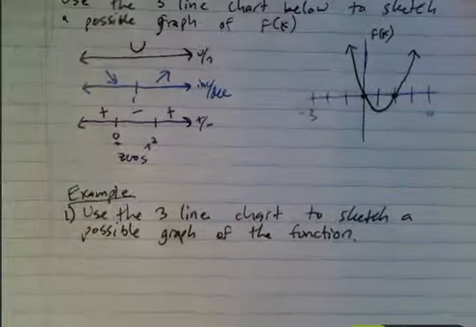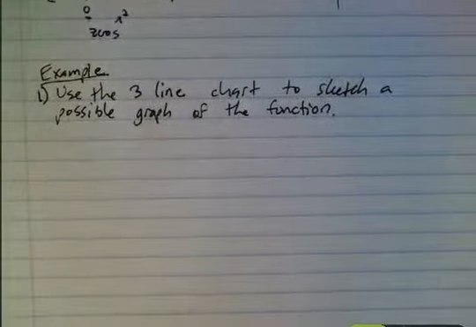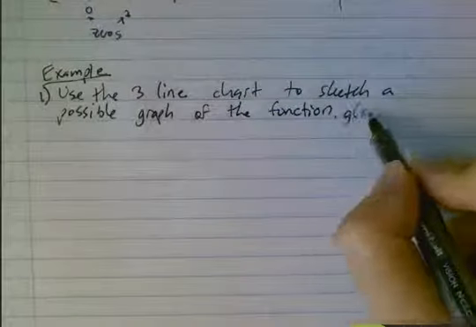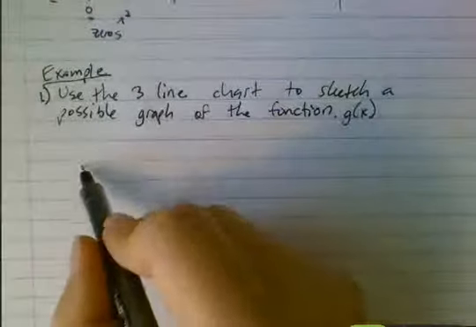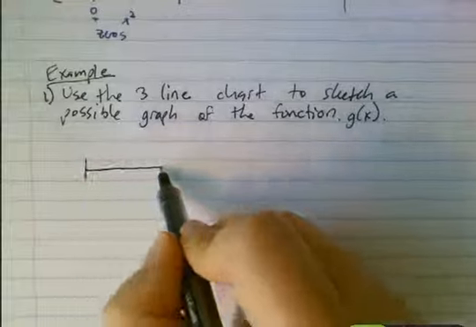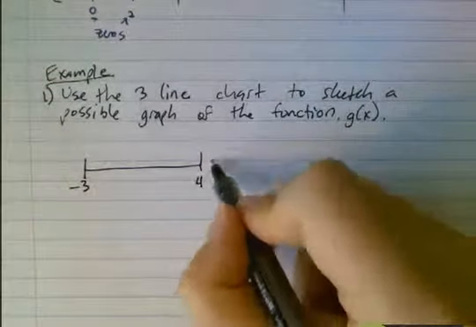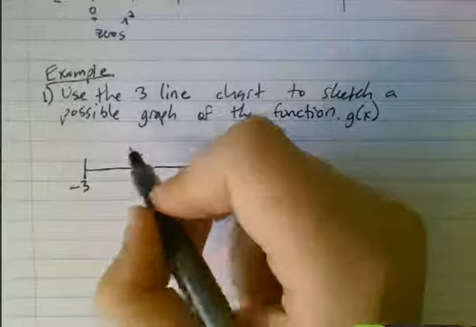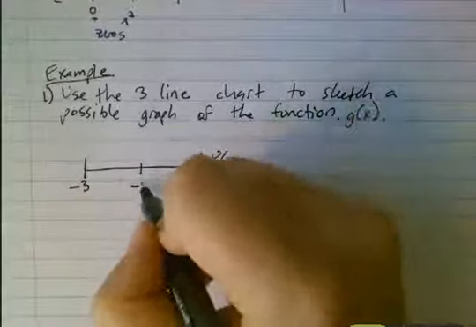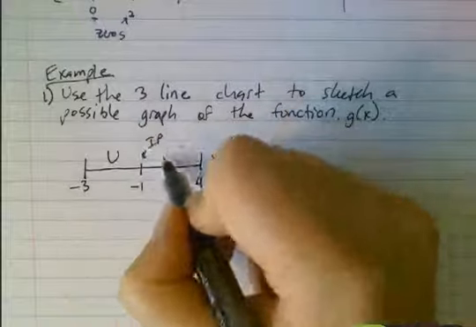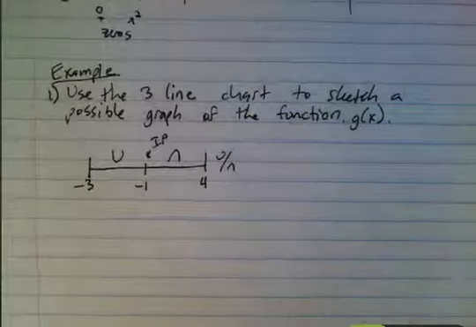Use the three-line chart to sketch a possible graph of the function. And let's call this function g of x. This is beginning at -3, ending at 4. At -1, there's an inflection point. Concave up on this side, concave down on that side.